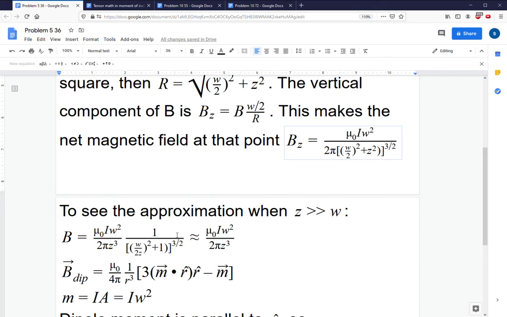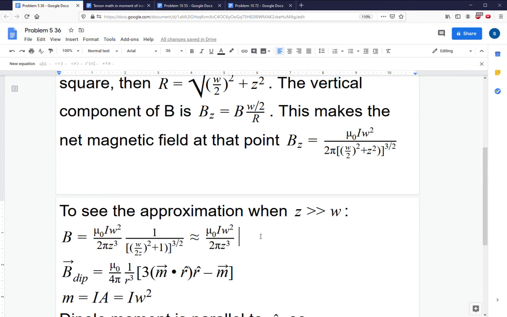So eliminating, and actually you can see that's what I did right here. I pulled it out. But this basically goes to 1 as long as w is much smaller than z. So B is approximately mu sub naught I w squared over 2 pi z cubed.